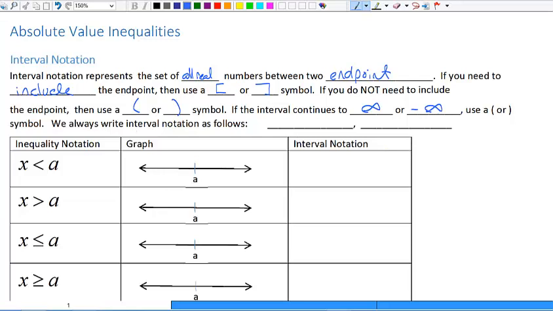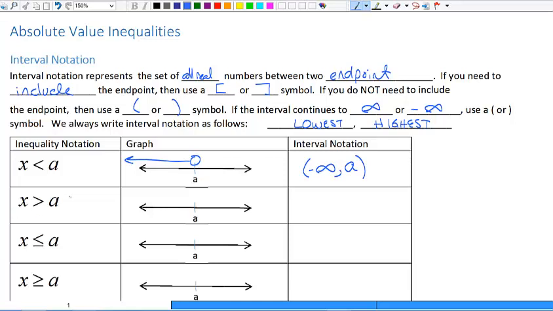We always write the interval notation as follows: the lowest value, comma, the highest value. So I'm going to give you the inequality notation on the left. I want you to graph it and get the interval notation. If x is less than a, that requires an open circle, and x is going to the left. So the interval notation is negative infinity on the left, which means you use a parenthesis, all the way up until a. We use a parenthesis on the a because you cannot include the a.